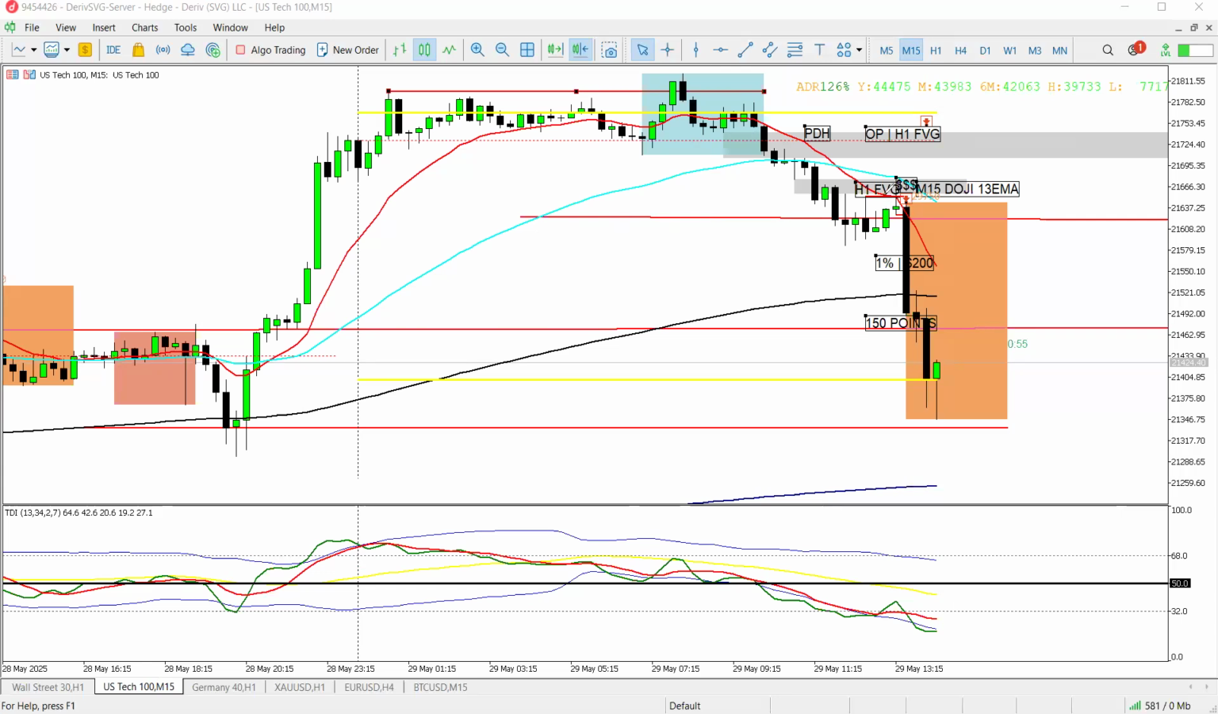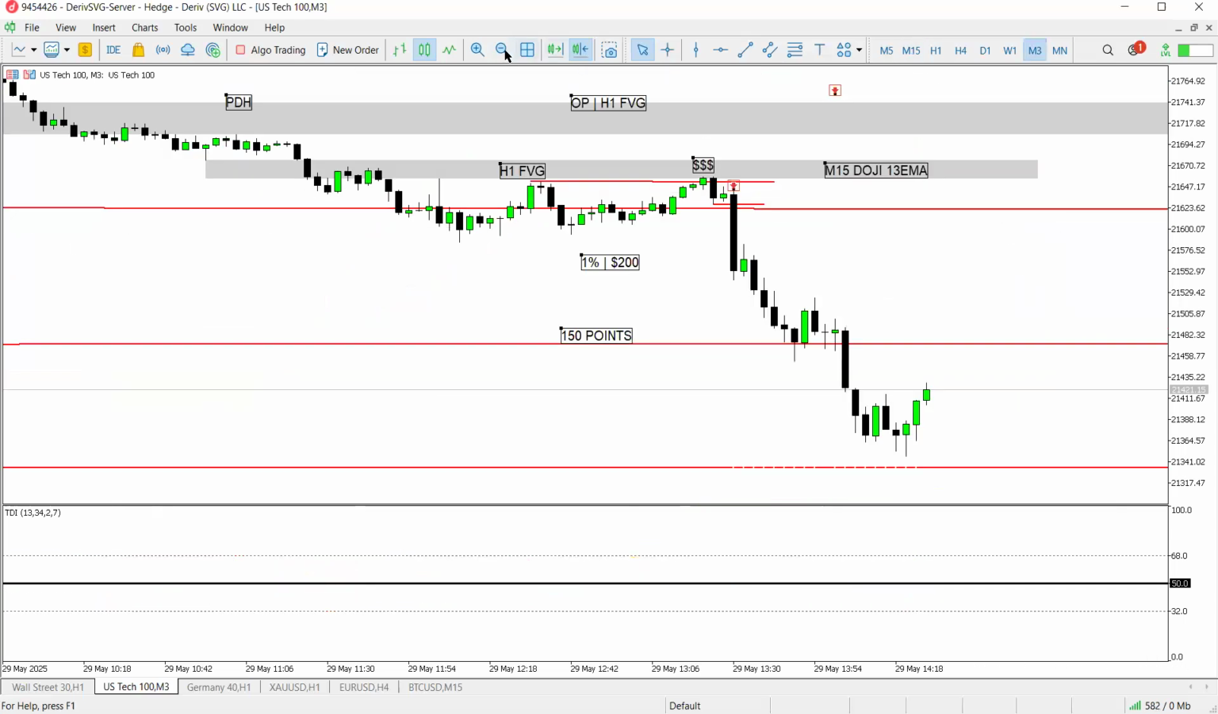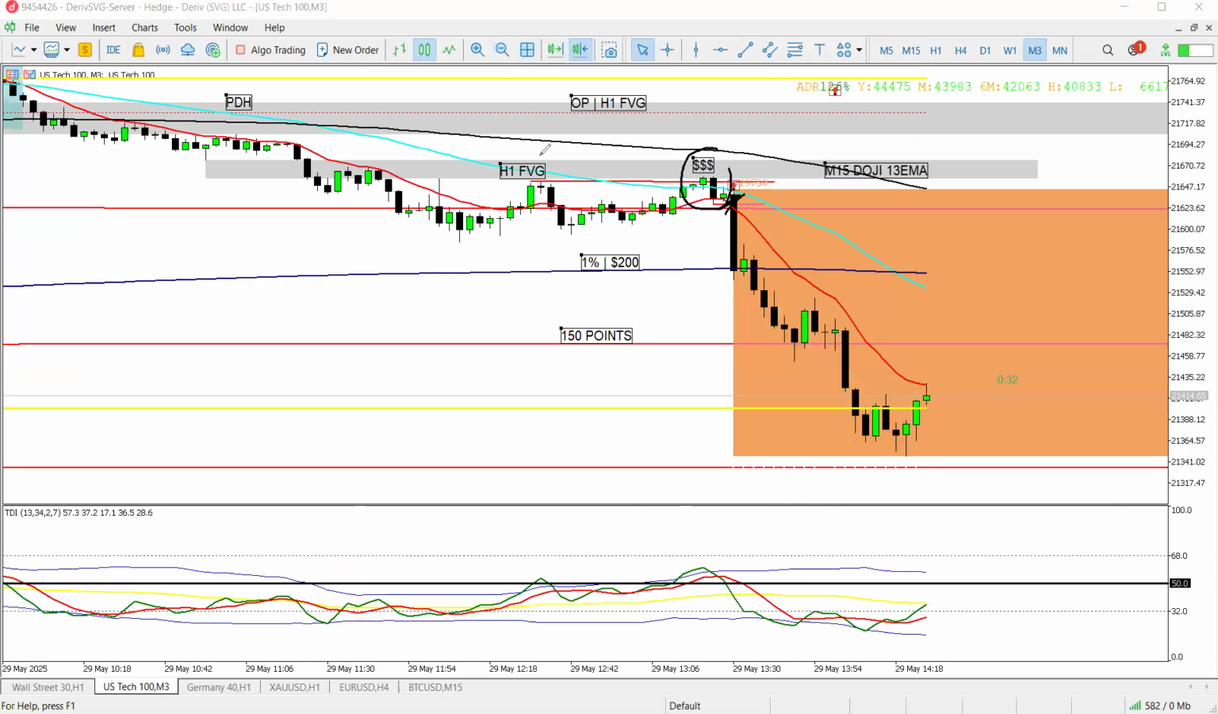So here you see we got that doji, we had the H1 fair value gap, we also had the 10 EMA. These were all confluences which were acting as resistance. It also happened right as the stock market was opening. Just as we were about to open, that's where that doji was forming inside the H1 FVG. We also had that M15 doji on the 10 EMA.